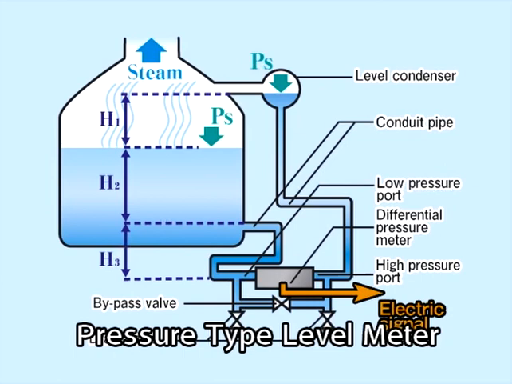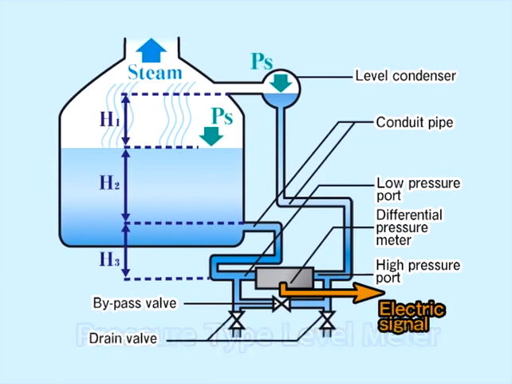Pressure proportional to the product of the liquid level and the liquid density is known as the waterhead pressure, and it represents the amount of pressure at the bottom of a tank filled with liquid. Measuring waterhead pressure can tell you the amount of liquid in a given tank. This is the principle behind the pressure-type level meter.